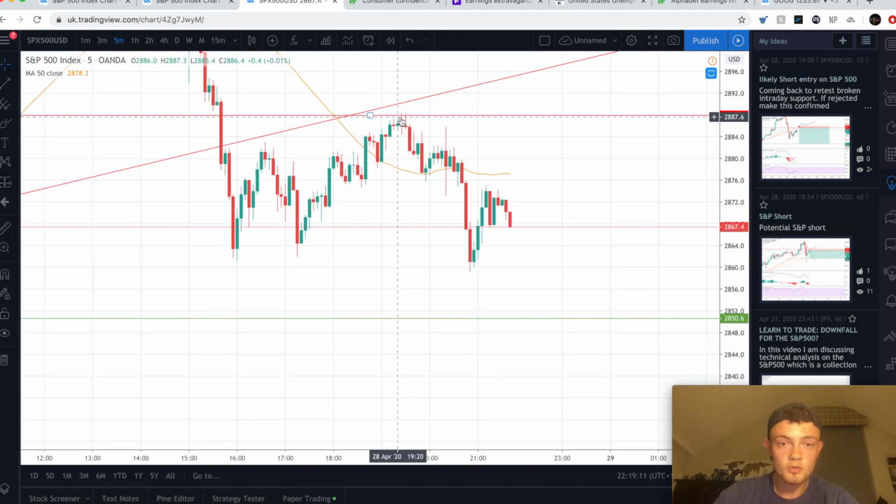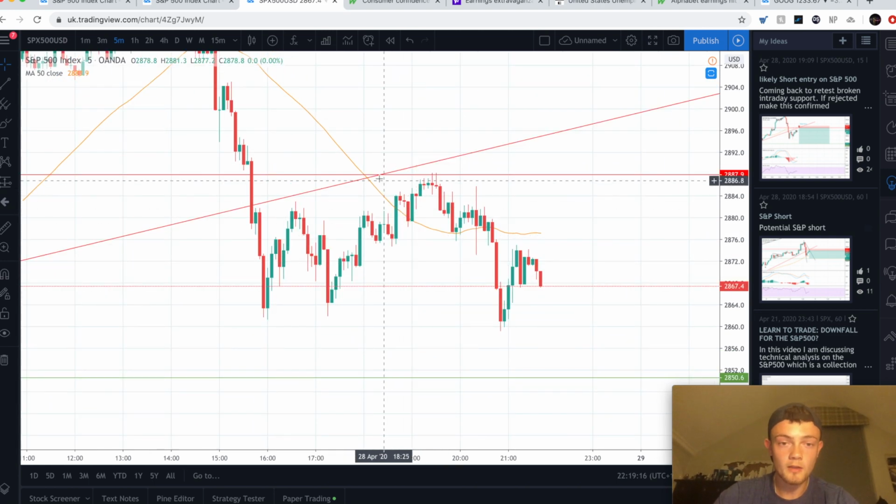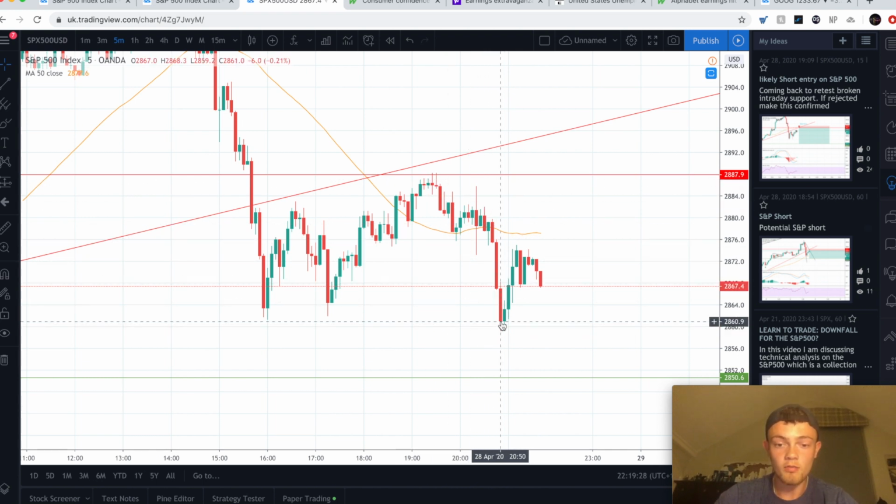So I would have shorted here where we hit this trend line. Like I said, it happened just after the intersection that occurred here. It came and tapped this resistance line, and then we saw a big sell-off into the close of 9 o'clock here in the UK, and then we saw a bit of a retest.